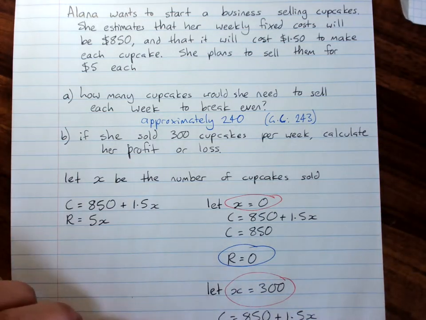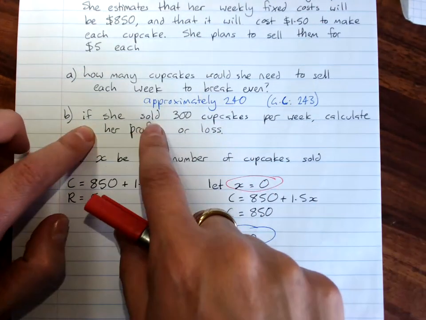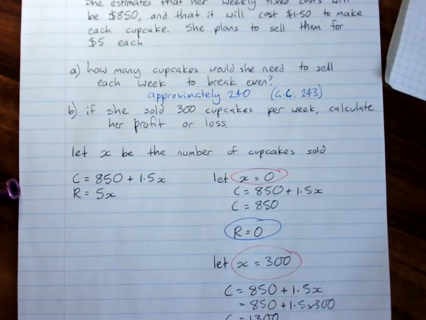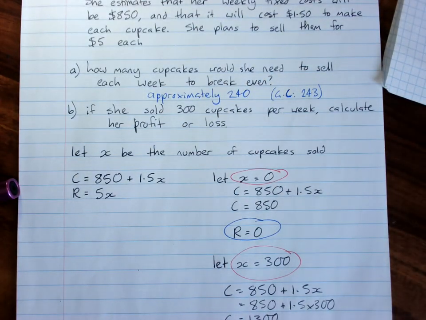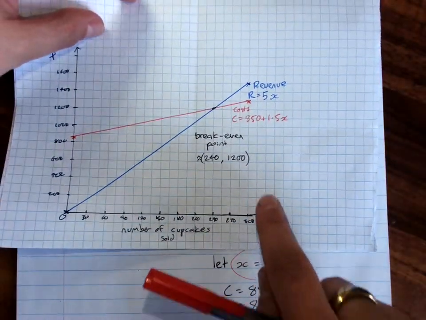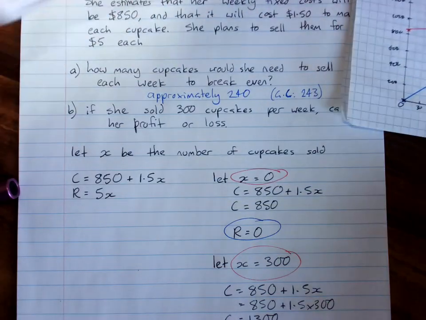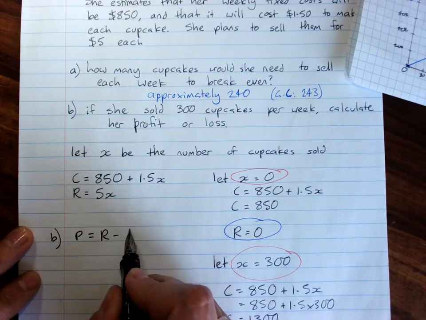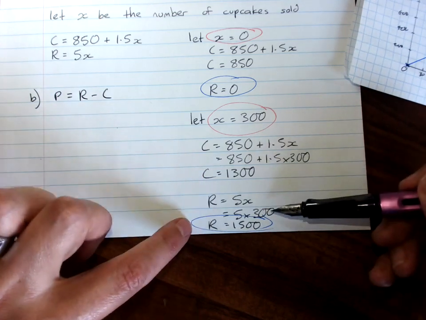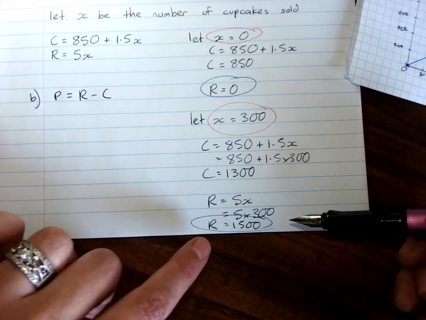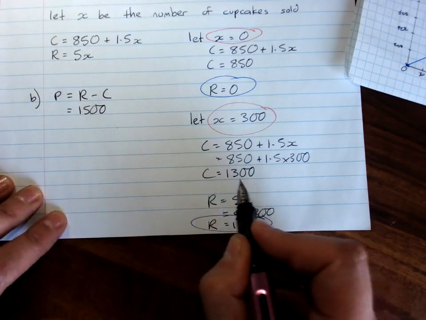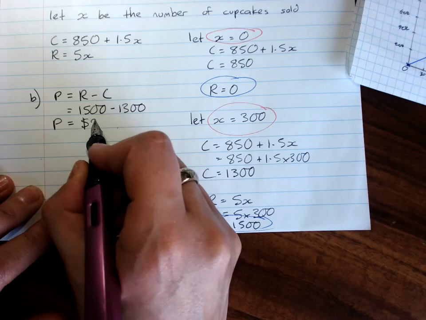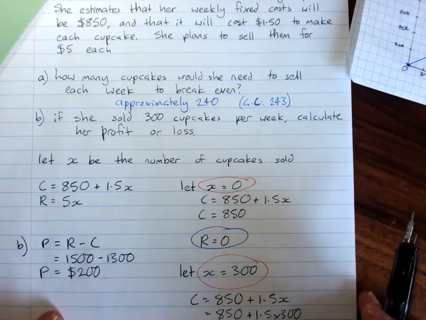Now, when you ask the question, which we haven't really answered yet, if she sold 300 cupcakes per week, calculate her profit or loss. You check your formula for profit and loss. We can see that at 300, revenue is greater, so she's making a profit. Our profit formula is revenue minus costs. You found the cost and the revenue already for 300 cupcakes. The revenue for 300 cupcakes is $1,500. The costs for 300 cupcakes is $1,300. So her profit is $200 if she sells 300 cupcakes per week.